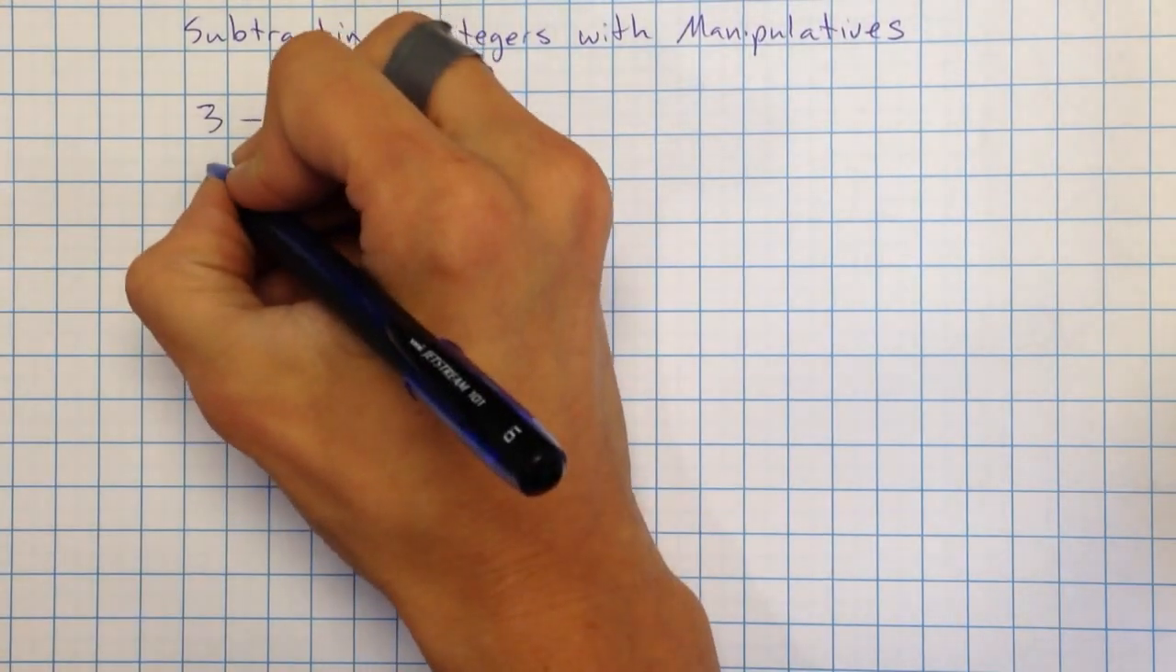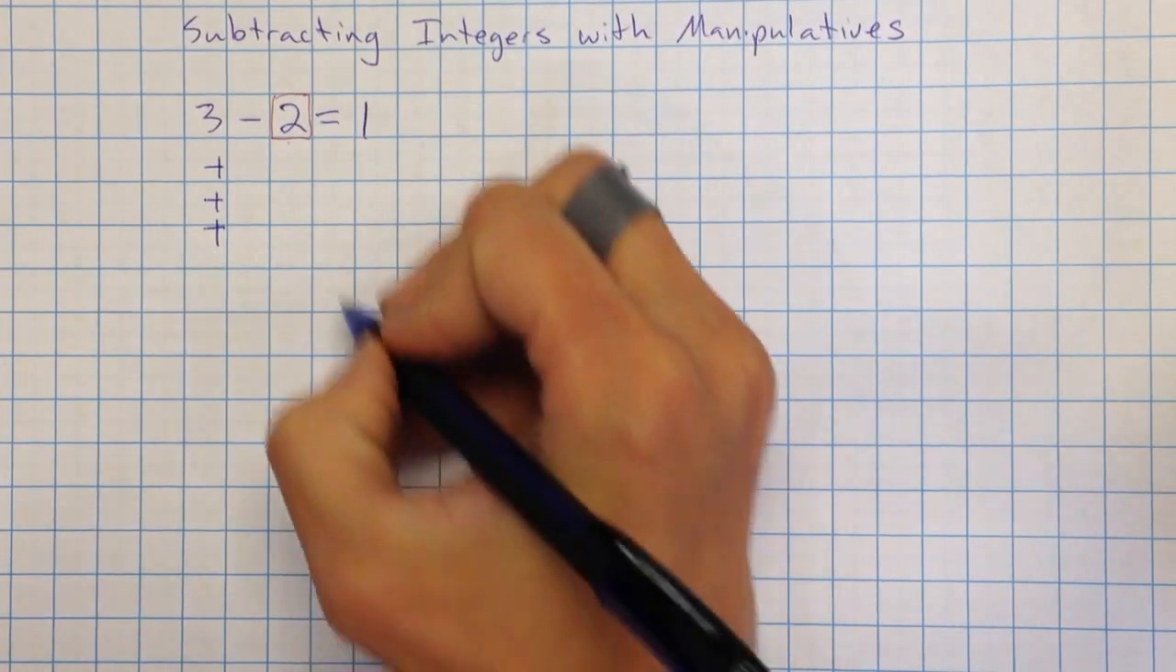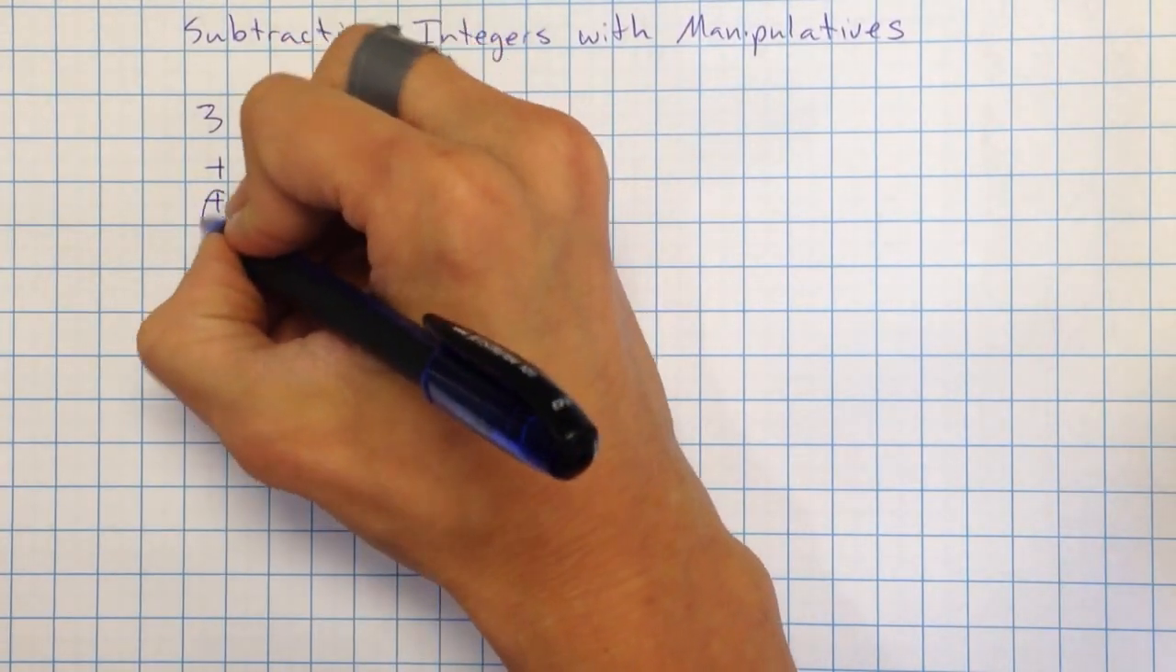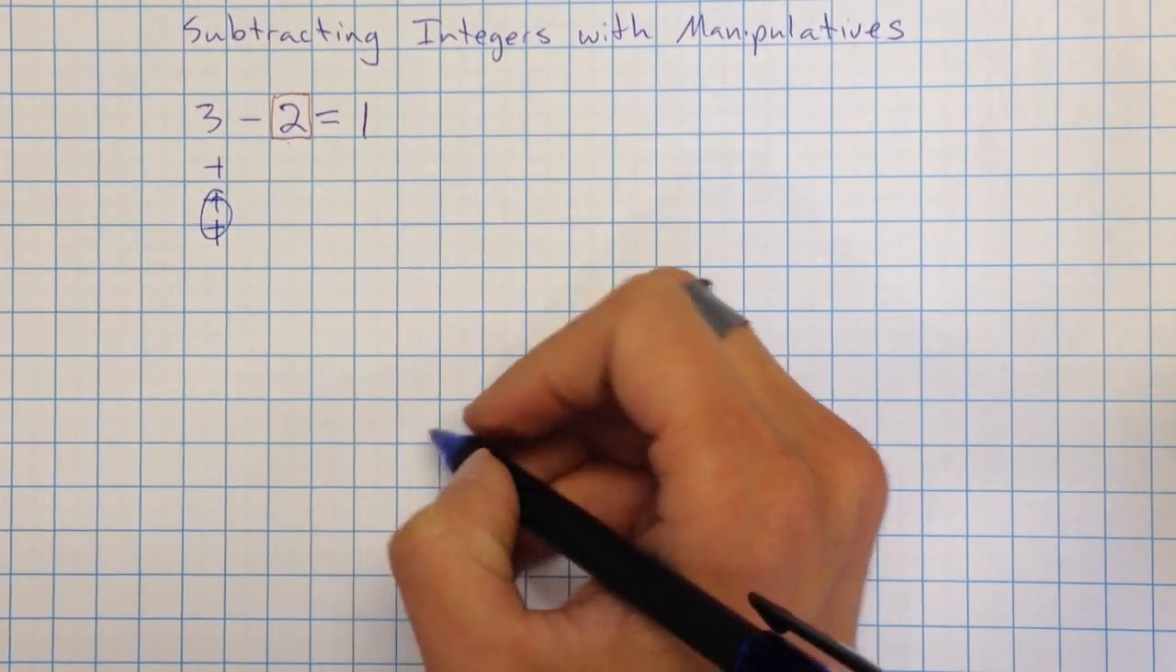If I was drawing it, I would have 1, 2, 3 positives. I'm taking away 2 of them, so I like to circle them to say it's like I'm taking them away, and I'm left with 1 as an answer.